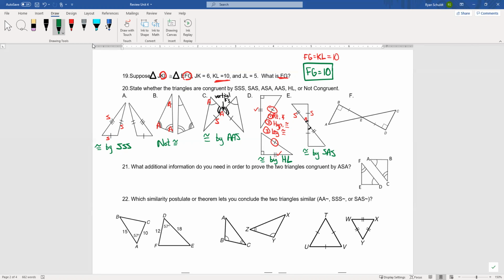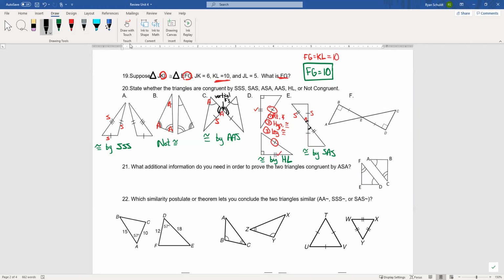Okay, next one. Let's see, I see a right angle. Ooh, I may have another HL. Let's check. I've got my right angle here. But my hypotenuse, I don't know anything about that. So I can't use HL. Darn the luck, but it ain't happening. No HL here.